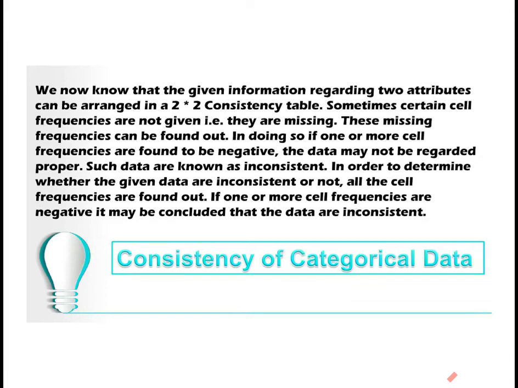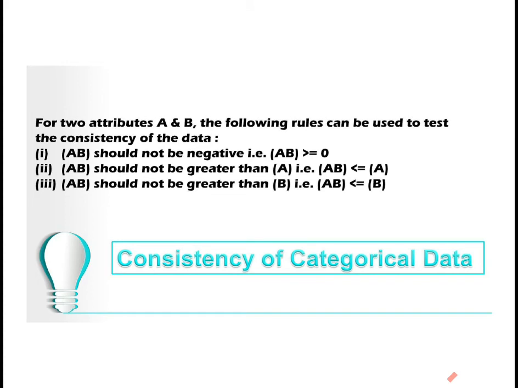In order to determine whether the given data are inconsistent or not, all the cell frequencies are found out. If one or more cell frequencies are negative, it may be concluded that the data are inconsistent. On the other hand, if none of the cell frequencies is negative, it may be concluded that the data are consistent. For two attributes A and B, the following rules can be used to test the consistency of data.